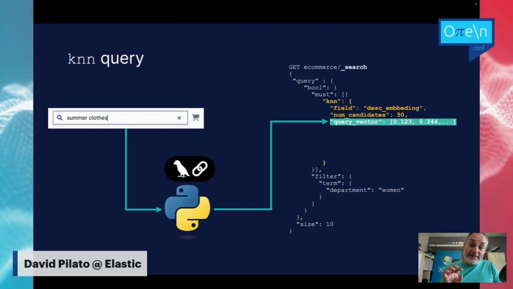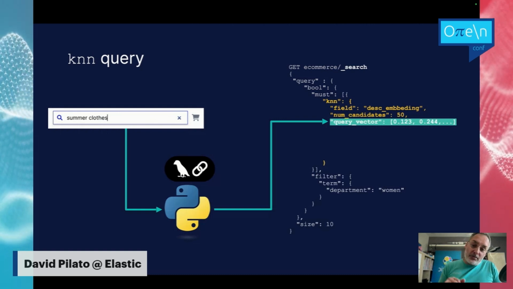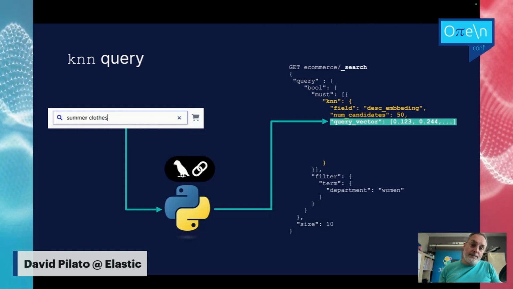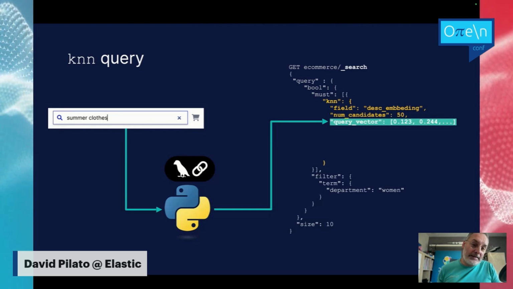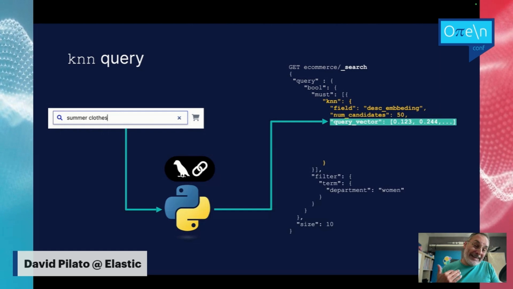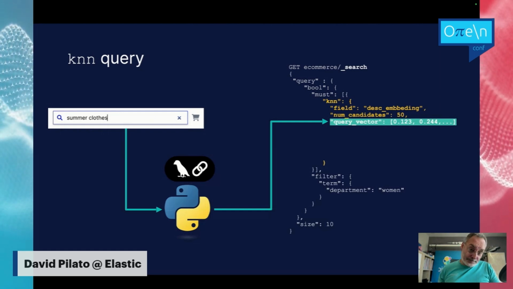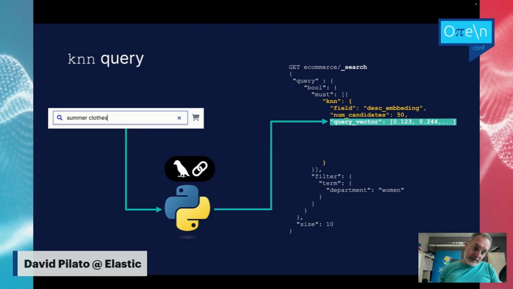So you have this text, summer clothes. You compute a vector using the same process as we saw before, and then you run a KNN search, which you can see in yellow, on the desk embedding field, which contains the dense vector, and you pass the vector that you want to search for.